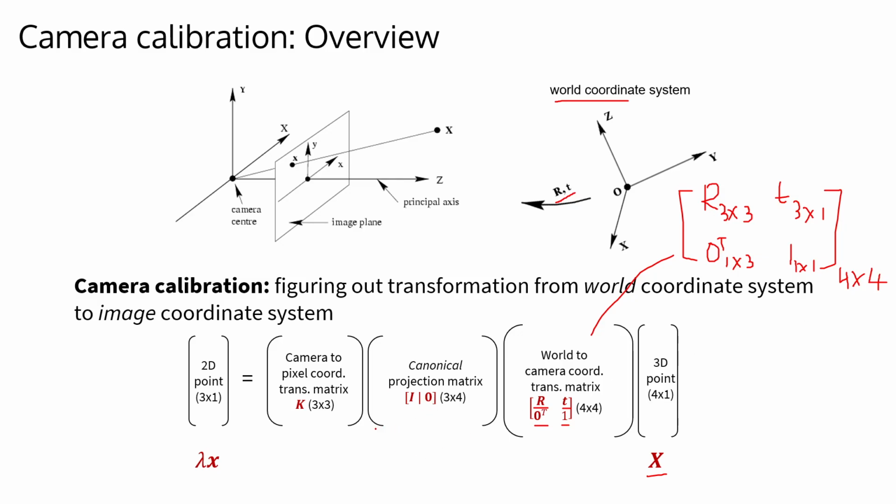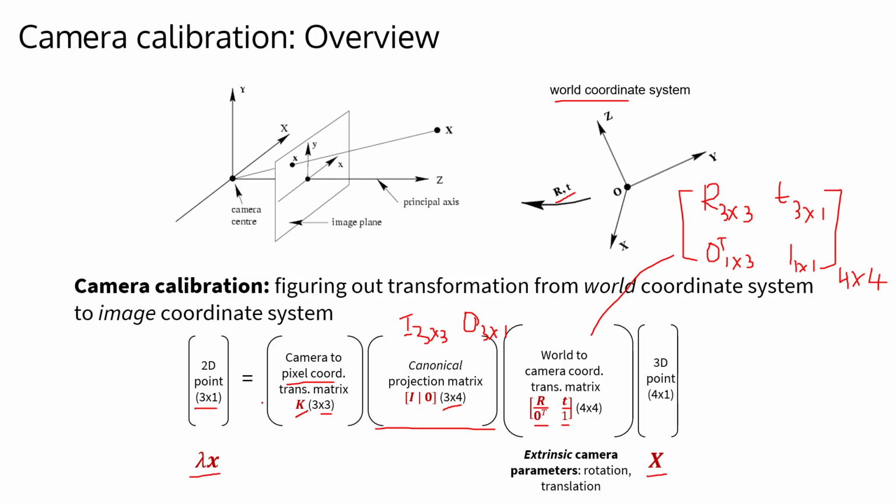Then we have the so-called canonical projection matrix. It's I and 0, where I is the I3, a 3 by 3 matrix, and the 0 is a 3 by 1 matrix. So this matrix is a 3 by 4 matrix. In front there is the so-called camera calibration matrix, the camera to pixel coordinates transformation, so it's the millimeters to pixels matrix. It's called capital K, and it's a 3 by 3 matrix. The 2D point is a 3 by 1 matrix, lambda x. Remember, we have to divide by the last coordinate to extract the Cartesian coordinates. I hope this is clear.